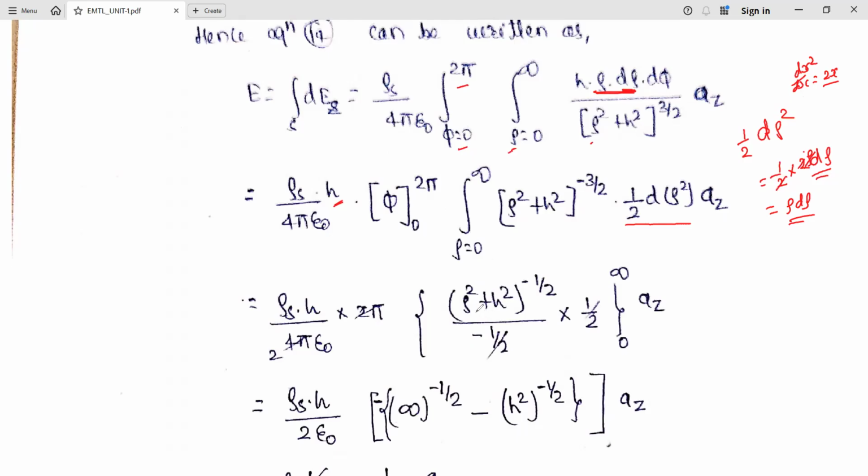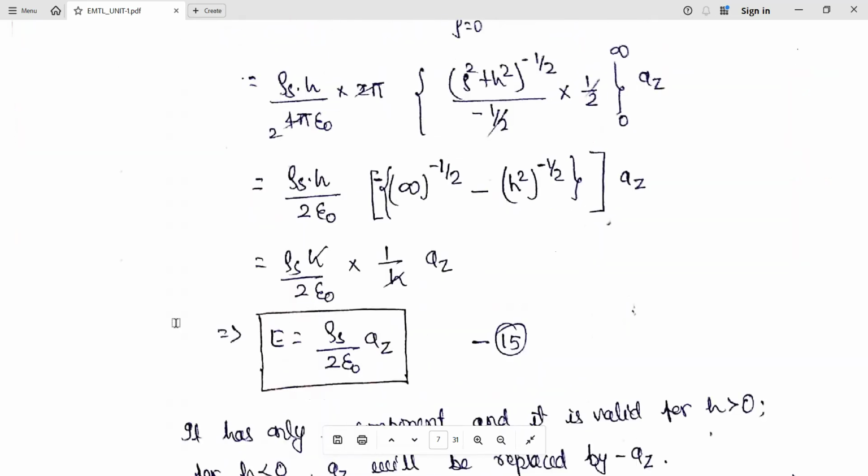The integration of this one is rho square plus h square to the power minus 1 by 2. Here we have minus 3 by 2, and adding 1 here gives minus 1 by 2. That's why it is being divided by minus 1 by 2, and this 1 by 2 we already have here. Now from 0 to infinity, substitute the value of infinity as well as 0 in place of rho. Then we have a simplified version of this one. So finally you see what the expression of this electric field intensity is.